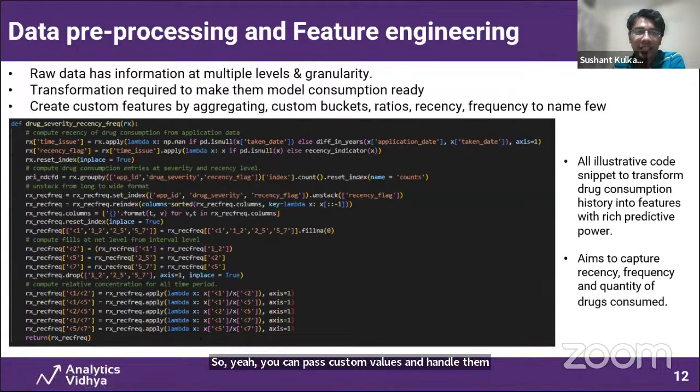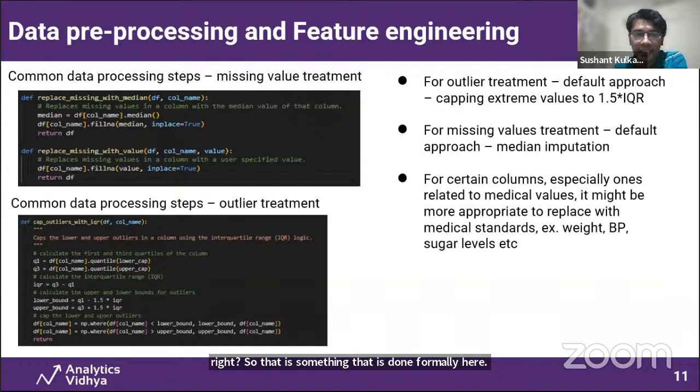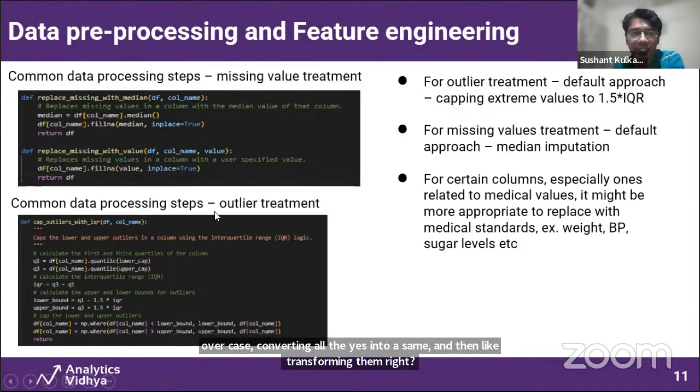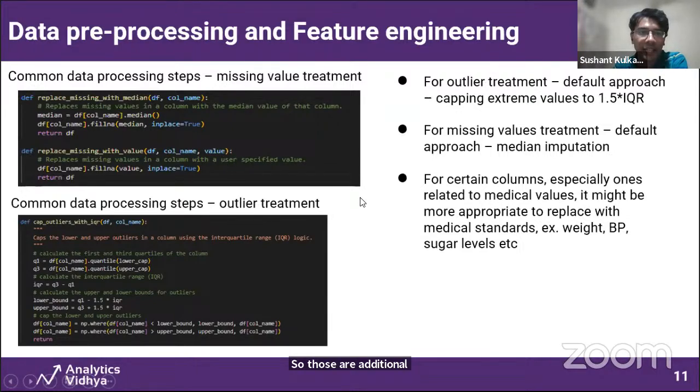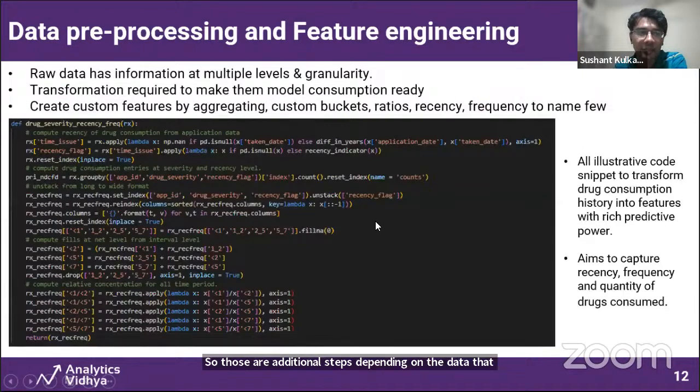So that is on the pre-processing side, right? And there can be something more custom, like cleaning up all the columns, transforming everything into lowercase, converting all the yes values into the same form, and then transforming them. Those are additional steps depending on the data that you might have to handle. But that's some of the pre-processing side. So once you have all the necessary pre-processing done on that data, the next step is to create your feature set, right?